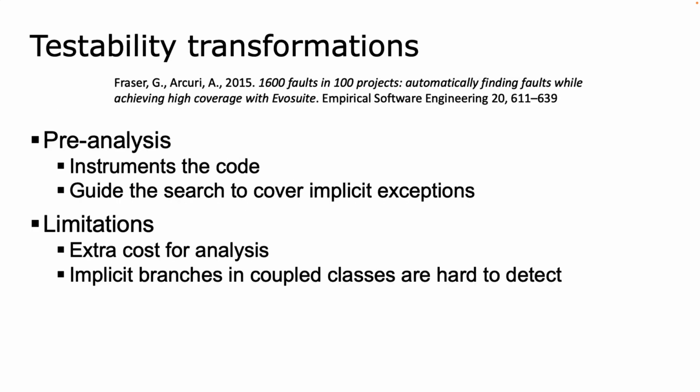In their work, Fraser and Arcuri propose to use testability transformation to make implicit branches explicit. The general idea is to pre-analyze the code and instrument it to add additional instructions to guide the search to cover implicit exceptions. The main limitations of this approach are the extra cost of the pre-analysis and the difficulty of detecting implicit branches in classes used directly or indirectly by the class under test.